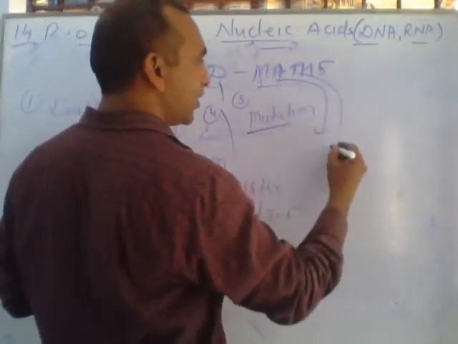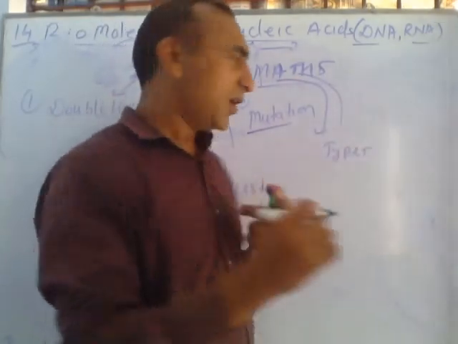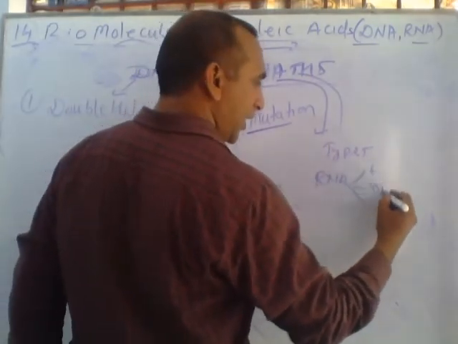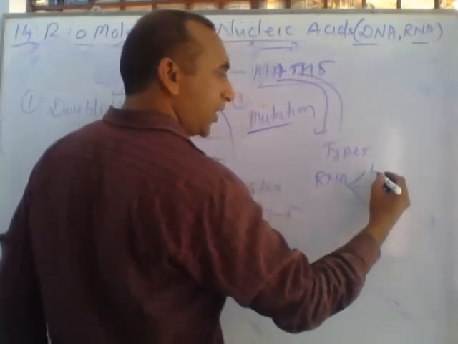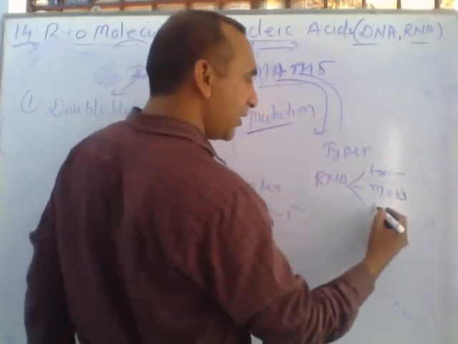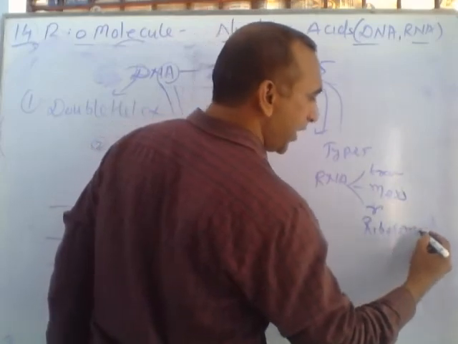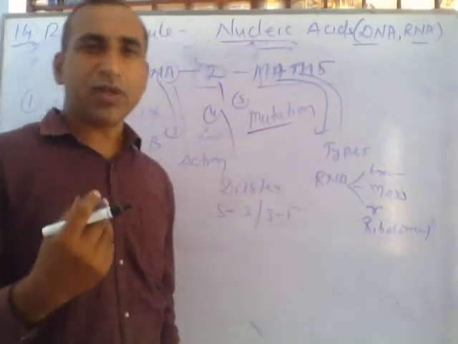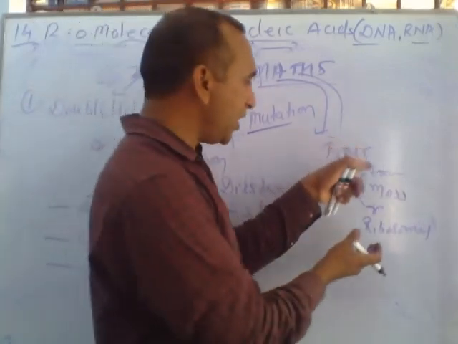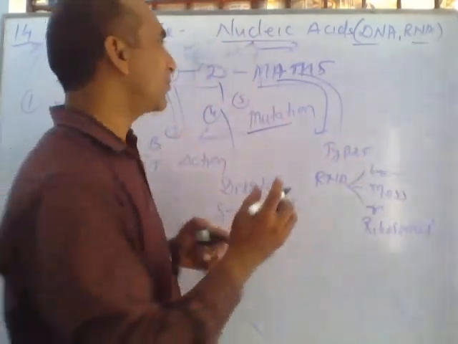A is complete. T for types. So there is no type of DNA but RNA has 3 types. T, M and R. So T for transfer RNA, M for messenger RNA and last R is ribosomal RNA. So basically in our body there are 3 different types of RNA. Their functions are different, but these 3 RNA work together in the synthesis of protein.